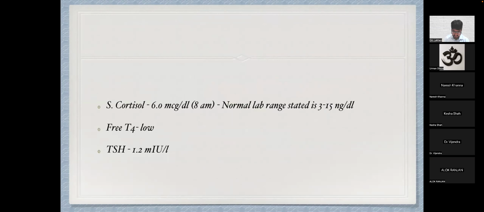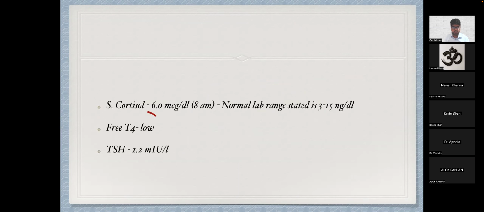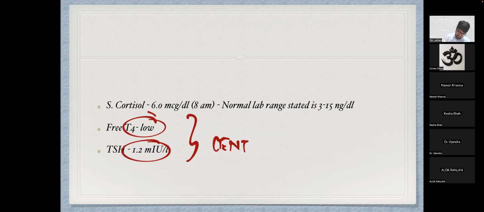So this is the same case we looked at. This patient's cortisol was 6 micrograms per deciliter. His free T4 was low and TSH was normal. So this again is central hypothyroidism. But what about the cortisol? The normal lab range was mentioned as 3 to 15. So you would tell me that if the range is 3 to 15 and the cortisol is 6, isn't this normal?